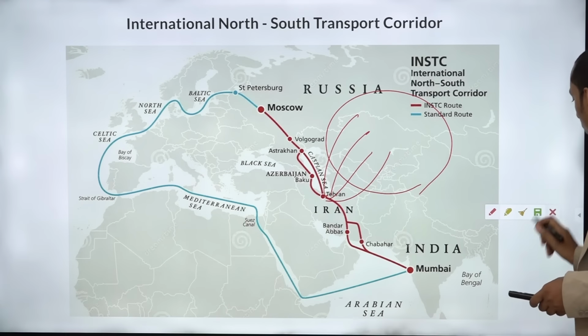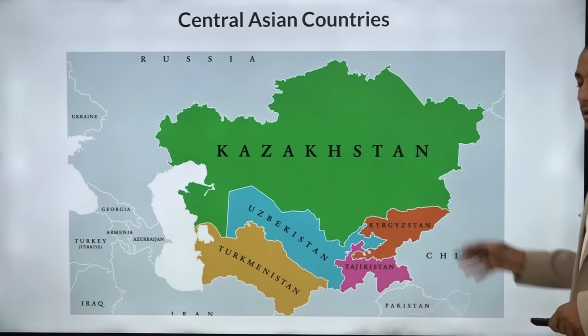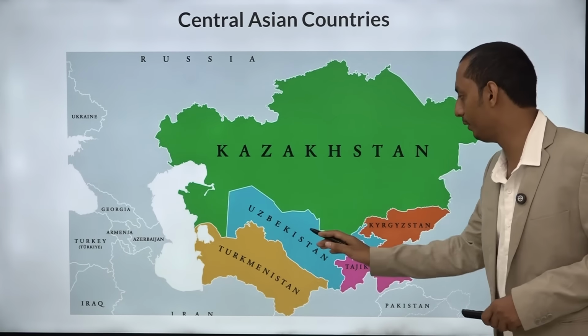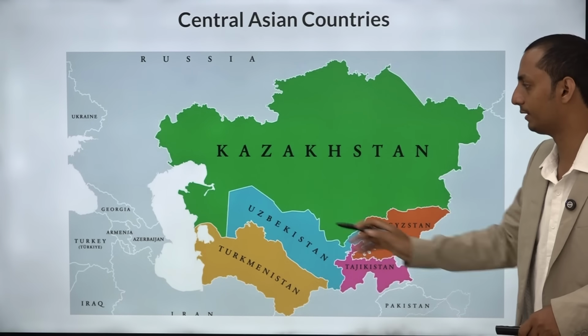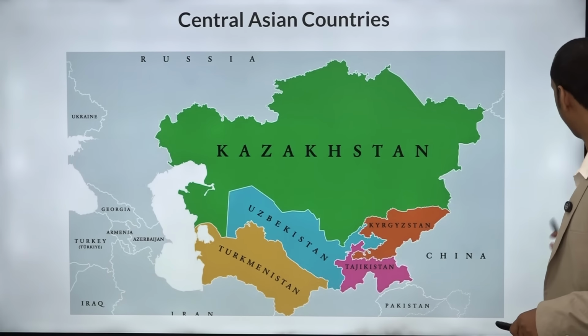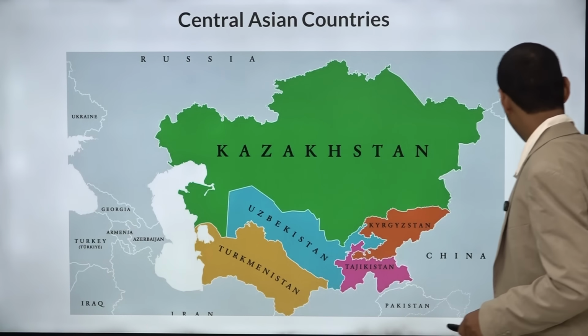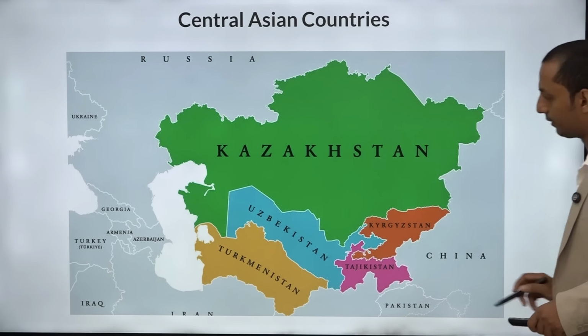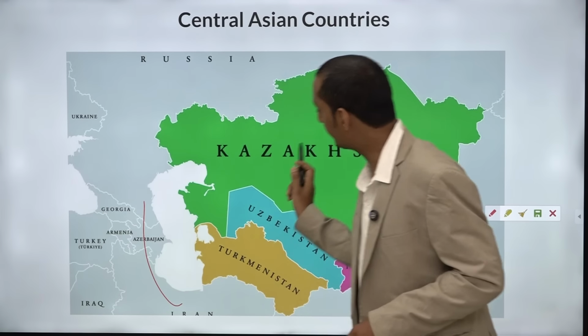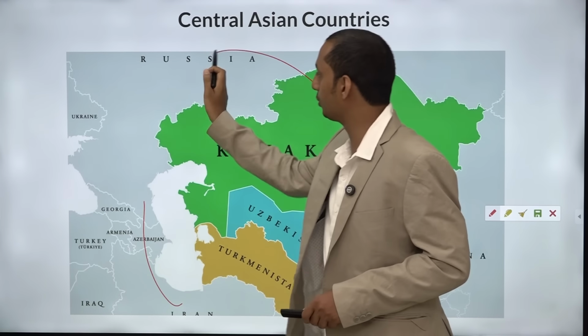Let me tell you, what are the Central Asian countries first of all? Central Asian countries are Kazakhstan, Uzbekistan, Kyrgyzstan, Tajikistan, and Turkmenistan. And where does the INSTC pass through? It only passes through Iran and Azerbaijan. So does it connect the Central Asian countries? And is there a connection between Central Asian countries and Europe as well?